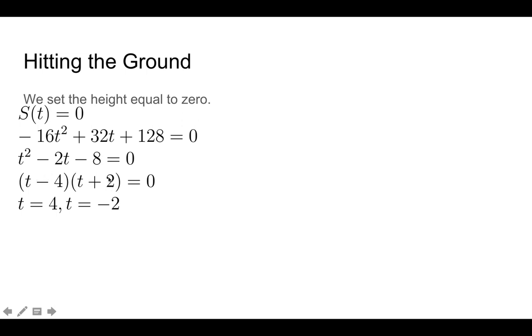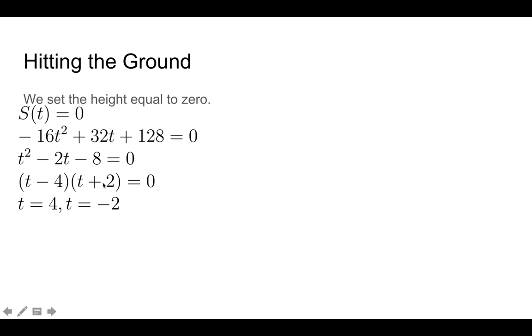Now I have two things multiplied together to equal 0. What does that mean? One of them must be 0. So either t minus 4 equals 0, which gets me t equals 4, or t plus 2 equals 0, which gets me t equals negative 2. One of these answers doesn't make any sense. We're talking about time here, time after Dave throws the ball.